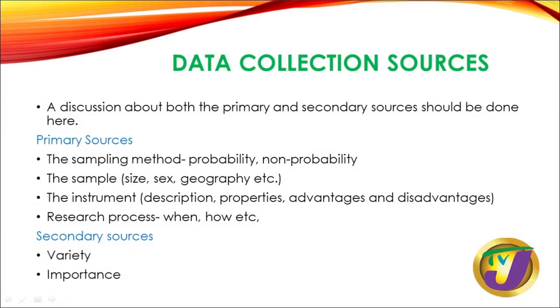It is a discussion about both the primary and the secondary sources that should be done here. What do you look at with the primary source? The primary source is what you are going to be doing now, your research. All right, so you look at the sampling method. What is it? Probability, non-probability. What sampling method is it? It looks at the sample, size, geography, all of those things. Describe your sample. The instrument, which more than likely would be your questionnaire, describe it.